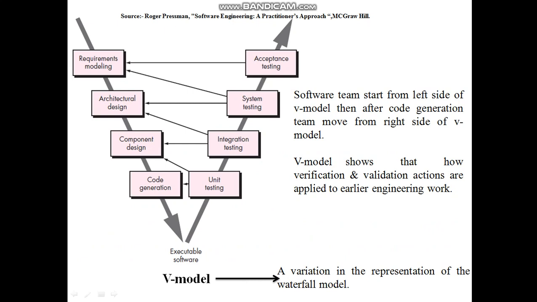This is the V model, which is a variation in the representation of the waterfall model. This diagram I have taken from this book. In this, the software team starts from the left hand side, that is requirement gathering, modeling, architectural design, component design, code generation. Then after code generation, the software team moves to the right hand side. Here we can see the right hand side contains all the testing part. So this V model basically shows how verification and validation actions are applied to earlier engineering work.